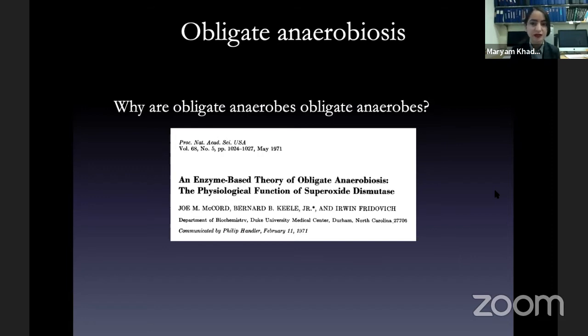That resulted in them suggesting an enzyme-based theory of obligate anaerobiosis, which stated that obligate anaerobes are obligate anaerobes because they do not have these scavenging enzymes, and therefore they cannot deal with the adverse effects of superoxide and hydrogen peroxide in the oxic world. So they just remain in their anaerobic world to prevent that. But more work was done, and it was shown that these people were probably kind of unlucky in their choice of obligate anaerobes.